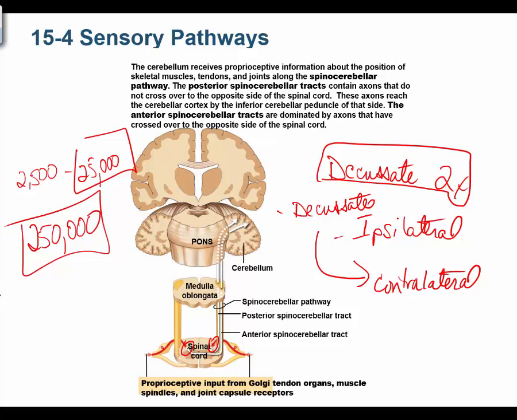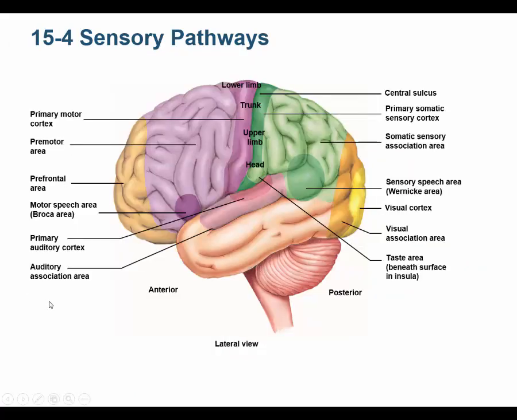So these neurons in the cerebellum have lots and lots of synapses, 250,000 on average per neuron, and they're getting information from both sides of the body. All right. Let me remind you just one last time that the sensory information is going to the postcentral gyrus and to the cerebellum. All right.